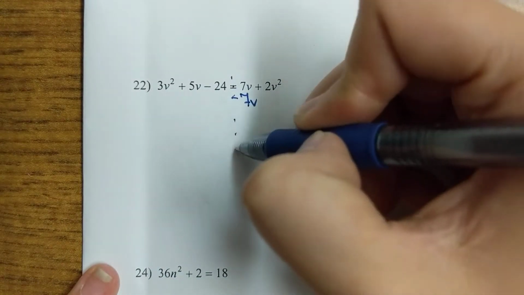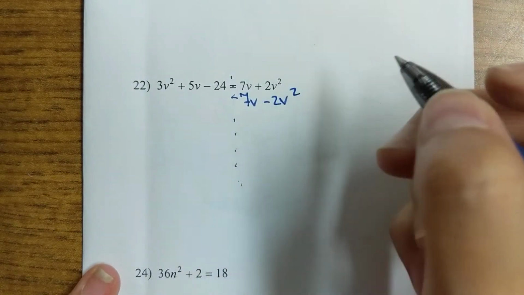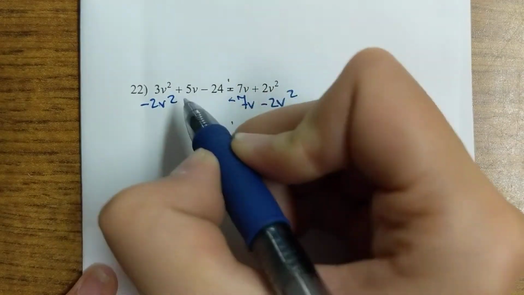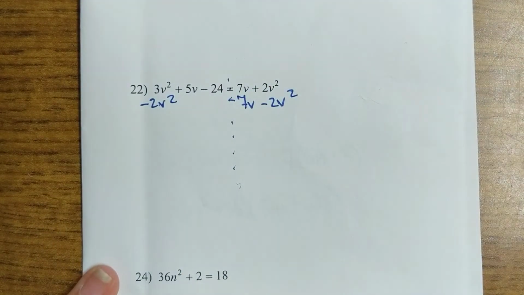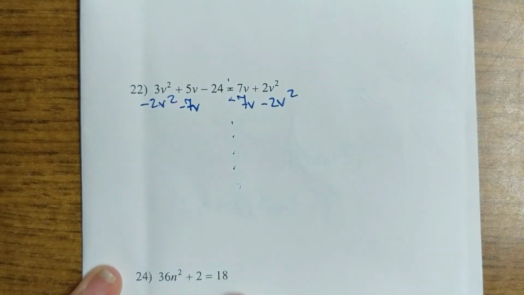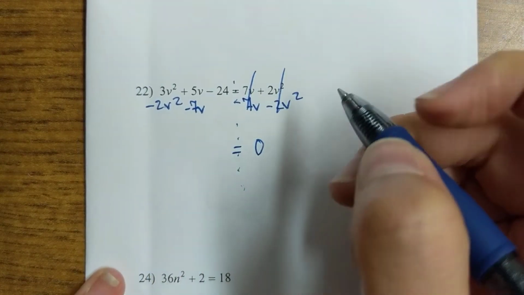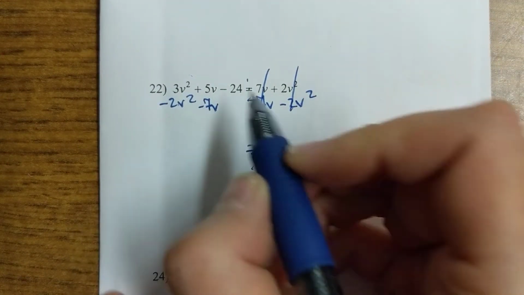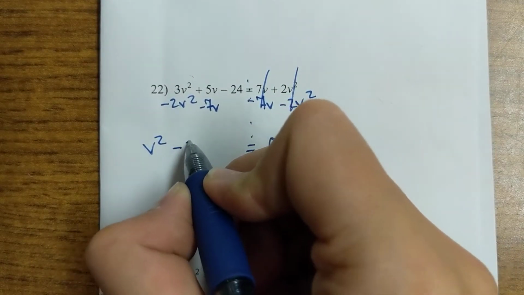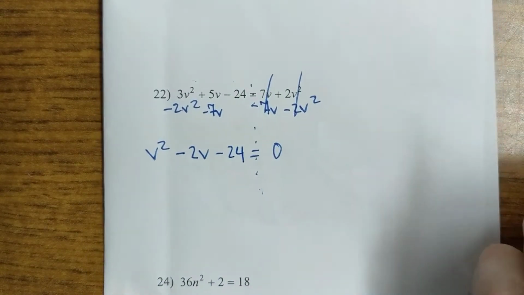I'm going to draw a line down my equal sign. Minus 7v and minus 2v squared, in the same step. So negative 2v squared goes under the squared term, because those are like terms. The negative 7v goes under the 5v, because those are like terms. That's 0 on the right side, which was the goal. So 3v squared minus 2v squared is v squared. 5v minus 7v is negative 2v. And the negative 24, don't forget, is still there.